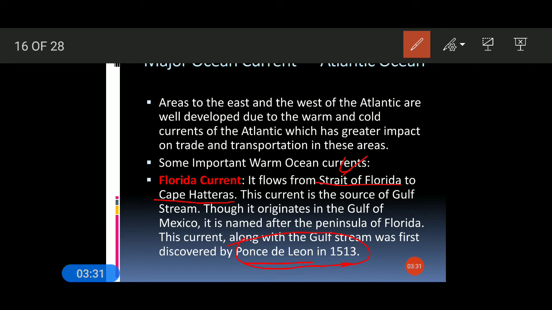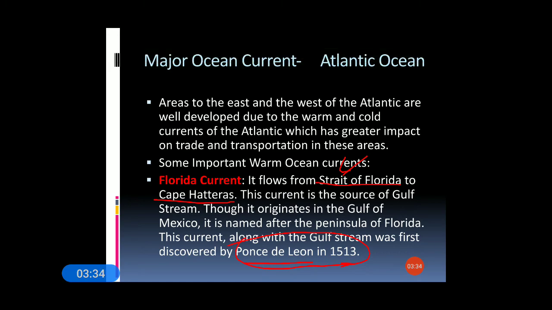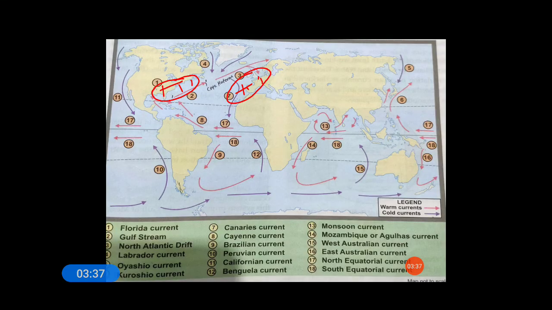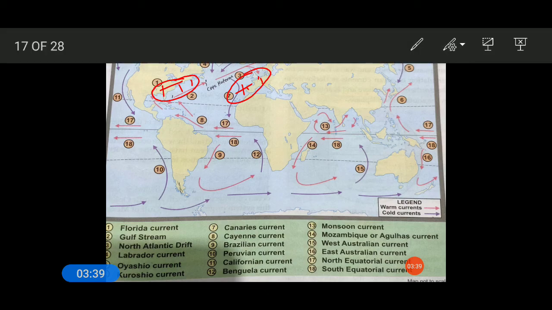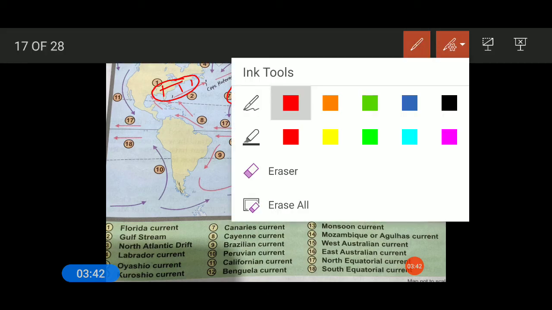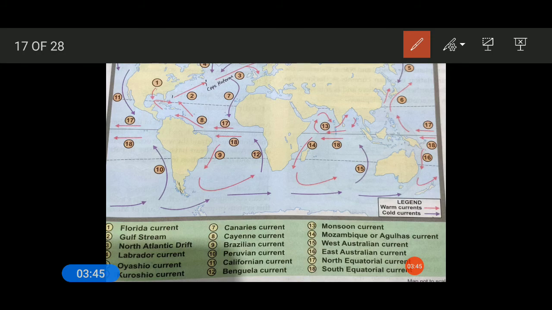Now coming to the next current, we'll see on the map first where the Florida current originates. Okay, here. Now this is the Florida current, the curved one. This is the peninsula of Florida. So from here it originates, and this is the Gulf of Mexico, down. So from there it originates and it moves towards the northward direction.